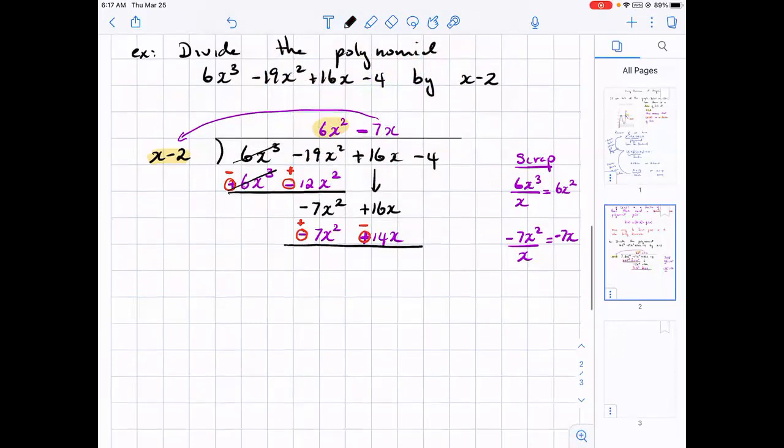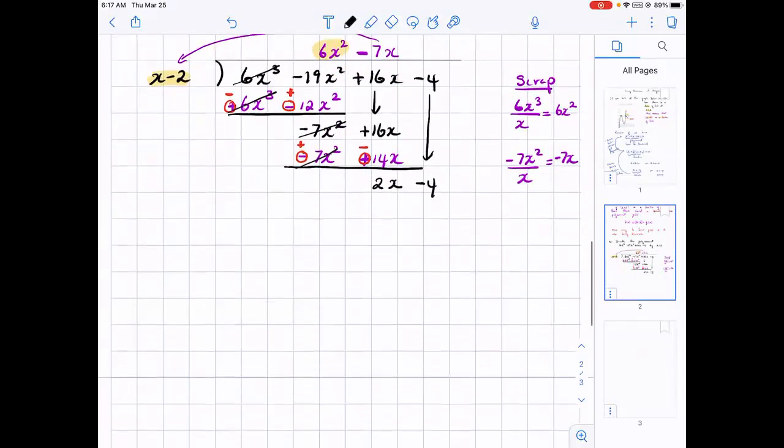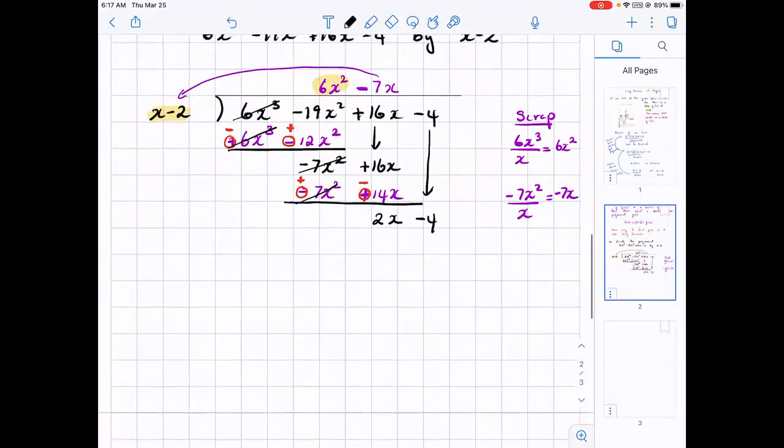So if we combine plus 16x minus 14x, that becomes positive 2x. And the minus 7x squared and the plus 7x squared is 0. And now we bring down the minus 4. And I repeat the process again. Okay. If you repeat the process now, what is 2x now divided by x? And that will become plus 2. So we write plus 2 over here.